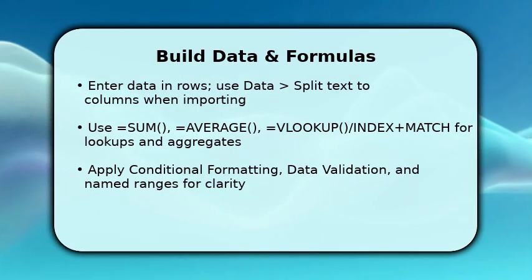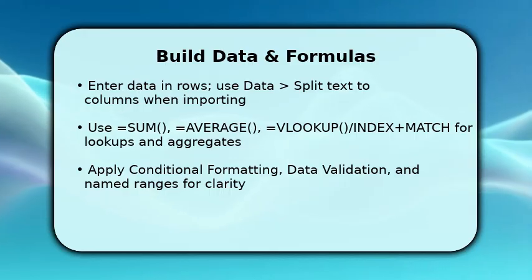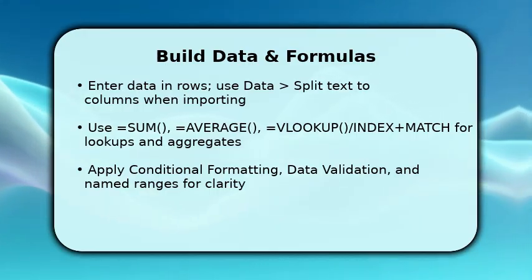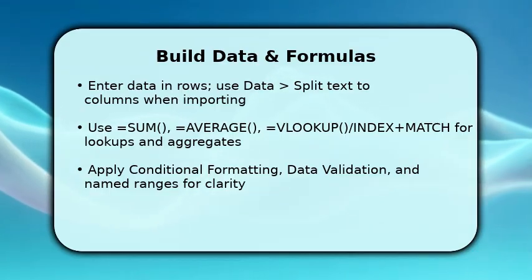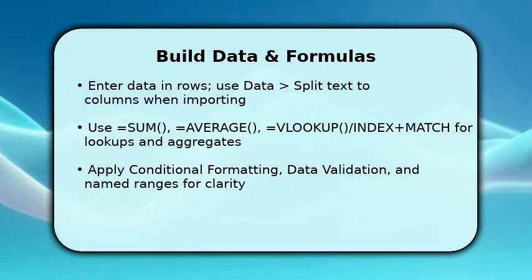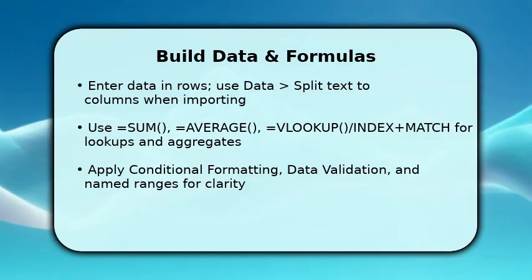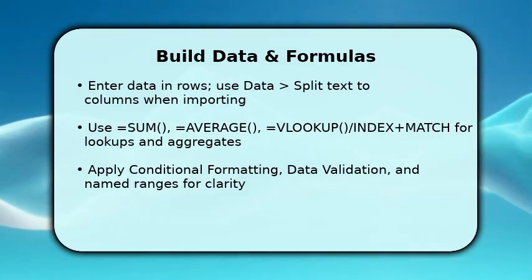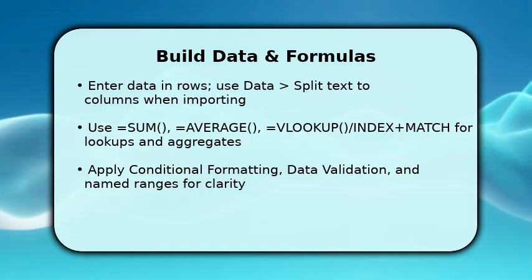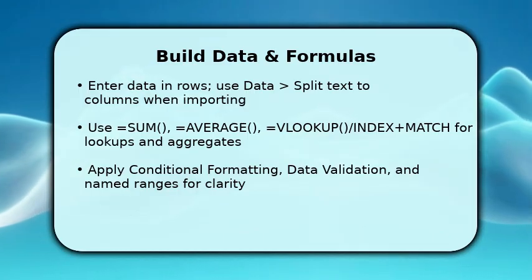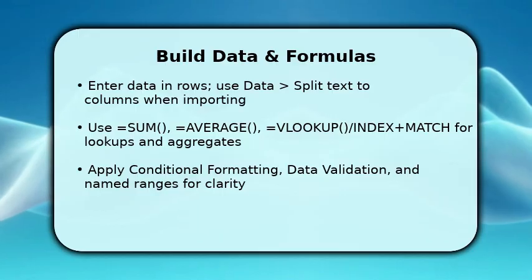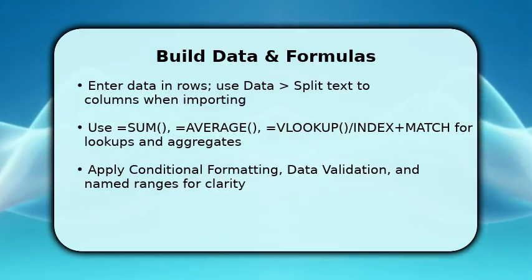Now populate rows and structure logic. Paste or import data, then use split text to columns to fix delimiters. Once done, convert ranges to named ranges to reference easily. For calculations, use SUM and AVERAGE for aggregates, and choose INDEX plus MATCH or VLOOKUP for lookups depending on column layout. Make sure to add data validation to prevent bad entries and conditional formatting to highlight important values. These rules help you spot issues quickly and keep the sheet reliable as it grows.